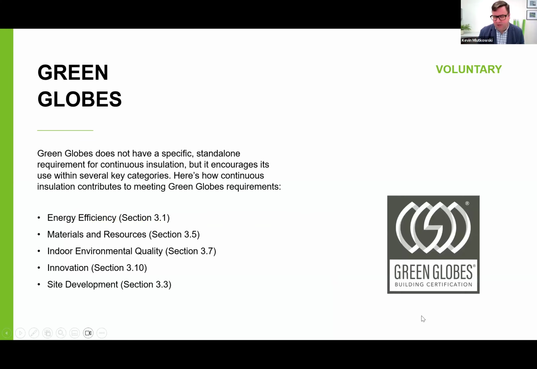And I think the last system that we have here is the Green Globes. There's nothing specifically in Green Globes that talks about continuous installation. However, there's tremendous opportunity by using effective continuous installation systems to impact many of the areas in the Green Globes rating system. So this is something else that's absolutely worth keeping an eye on and aiming for some of those voluntary certification systems as well.